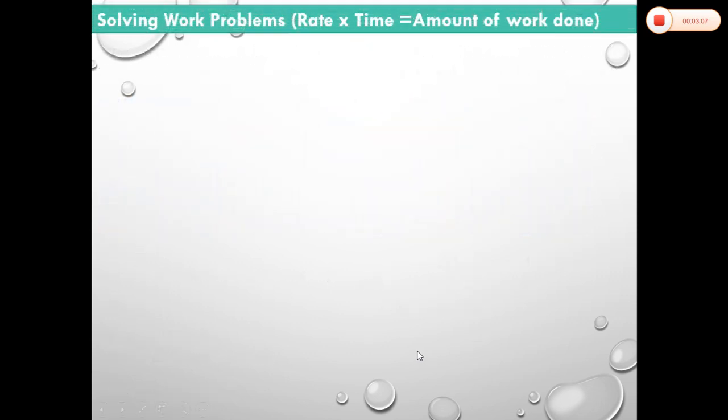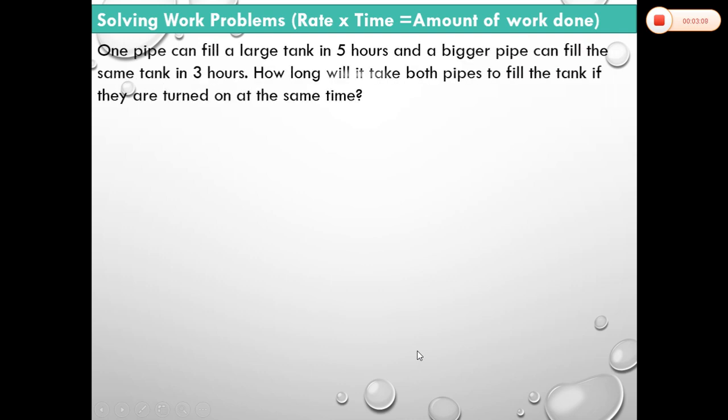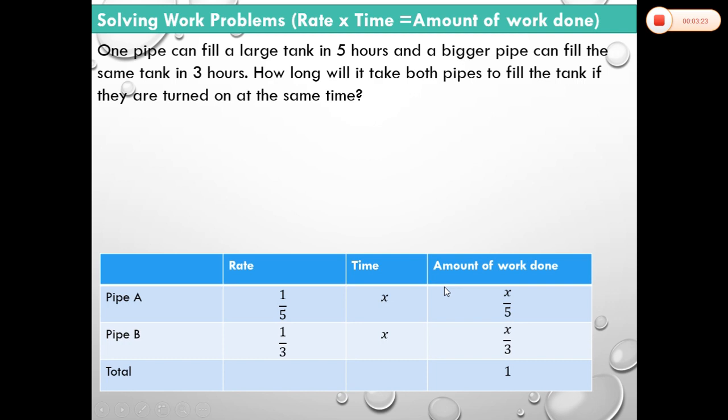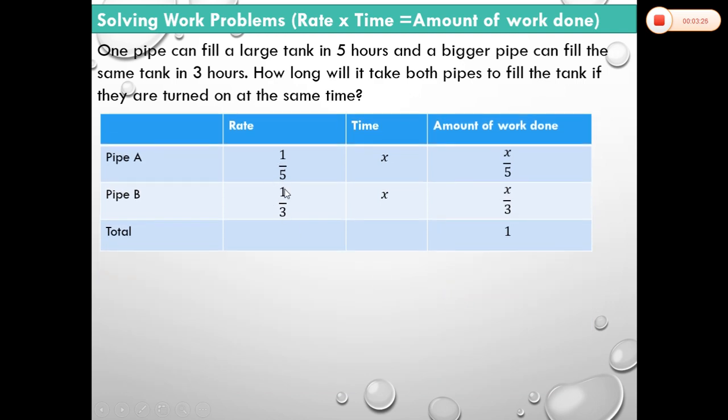In the next problem, one pipe can fill a large tank in 5 hours and a bigger pipe can fill the same tank in 3 hours. How long will it take both pipes to fill the tank if they are turned on at the same time? Pipe A has a rate of 1/5 because it will take 5 hours to fill the tank. Pipe B has a rate of 1/3 because it can fill the same tank in 3 hours.